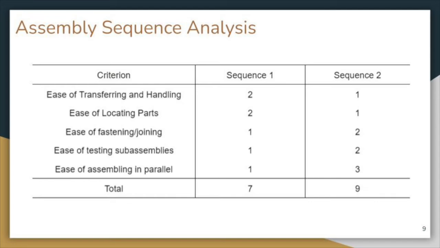So the first sequence, because you're not having all your pieces attached to the frame as you're moving it around, it's easier to transfer and handle, and it's also easier to locate your parts because the frame is right there. But sequence 2 is, we decided would be easier for testing assemblies and assembling in parallel, because that's kind of the focus, is that everything gets put on side by side, and then you kind of just put it all together when you put the frame together. So we decided that overall sequence 2 was the superior sequence and is what we analyzed moving forward.